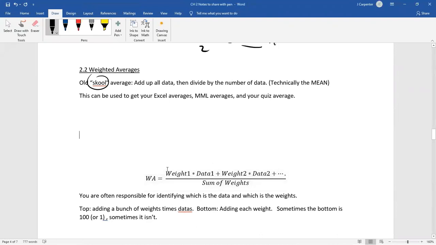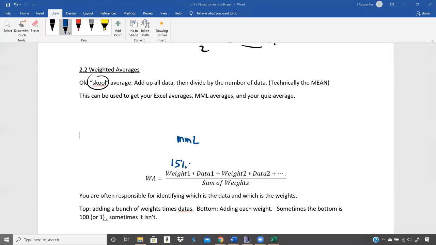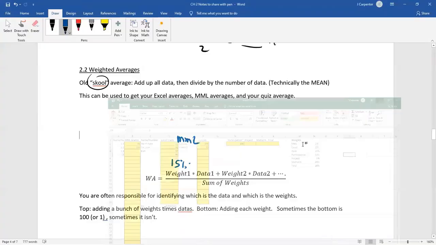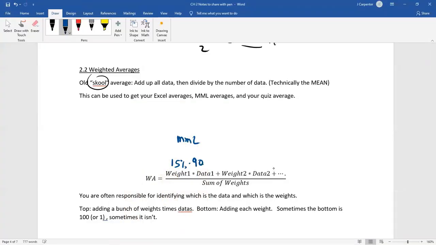No, it's finished. So it's weight 1 times data 1. What I mean by weight and data: let's say this one is the MyMathLab homework section. The weight would be the 15% because that's what your MyMathLab grades are worth, 15% of the total grade, and then times whatever you got for your MyMathLab average. So right now, looking back at that Excel file, my MyMathLab average was a 90.5.